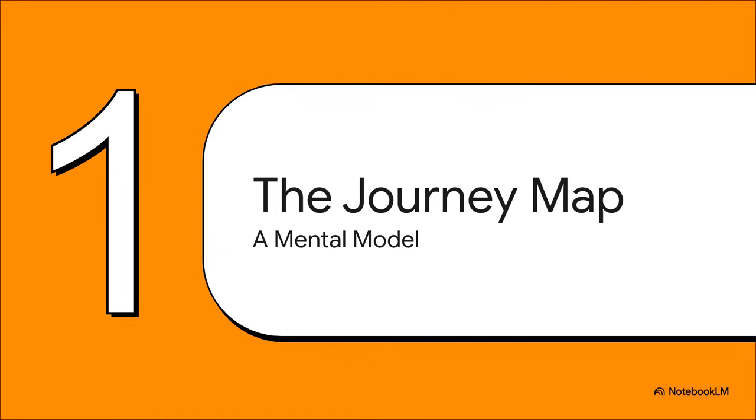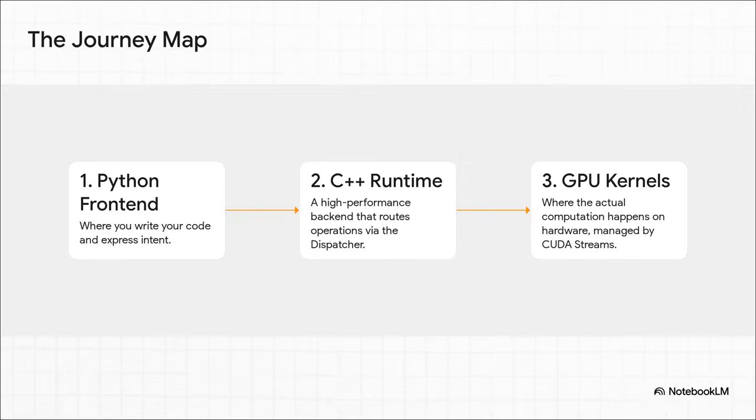To really get a handle on this, we need a mental model. A map, really. This map is going to be our guide through the whole thing, and it breaks down the entire system into just 3 main layers. So, here are the 3 stages of the journey. It all starts up here, in the Python front end. That's where you are. From there, it drops down into the C++ runtime and a component called the dispatcher. And finally, the work gets handed off to the GPU kernels, which are managed by these queues called streams. We're going to keep coming back to this map, so keep it in mind.